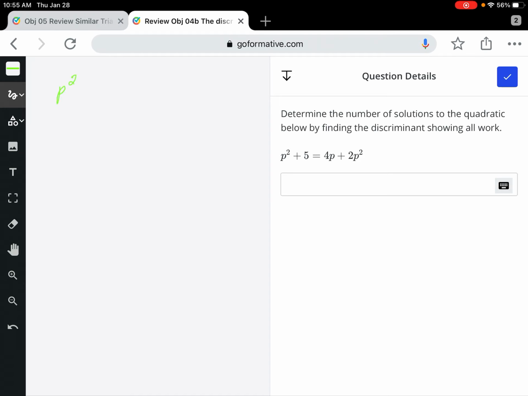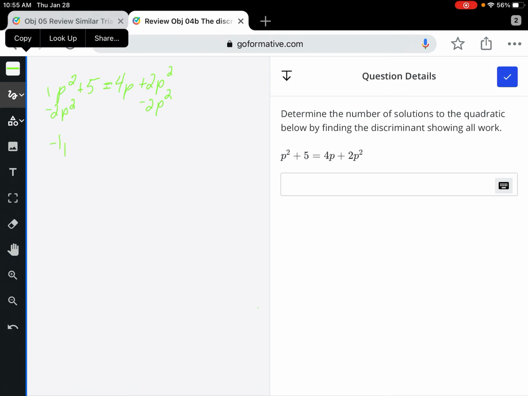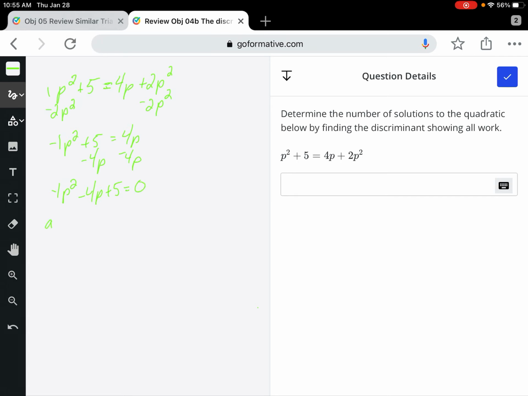Number 3, same thing. I'm just going to do this one way. I just showed you that one instance where it doesn't matter what you do. So 4p plus 2p squared. I'm going to subtract 2p squared, subtract 2p squared. So this is -1p squared plus 5 is equal to 4p, minus 4p, minus 4p. -1p squared minus 4p plus 5 is equal to 0.